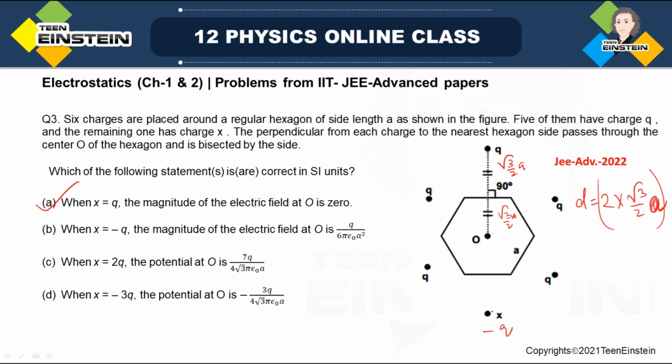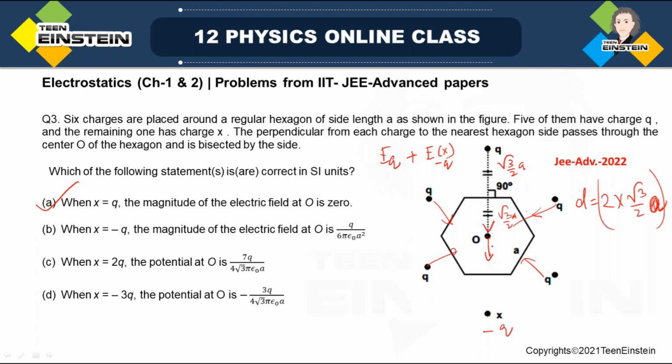Look, if this charge is negative, these guys will cancel each other. Only here, the electric field due to this Q will be directed this way, and due to this one also in this way. So they will actually be added up. The electric field due to this plus Q and the electric field due to the minus Q at X will add up. So there will be no zero electric field, there will be some net electric field.